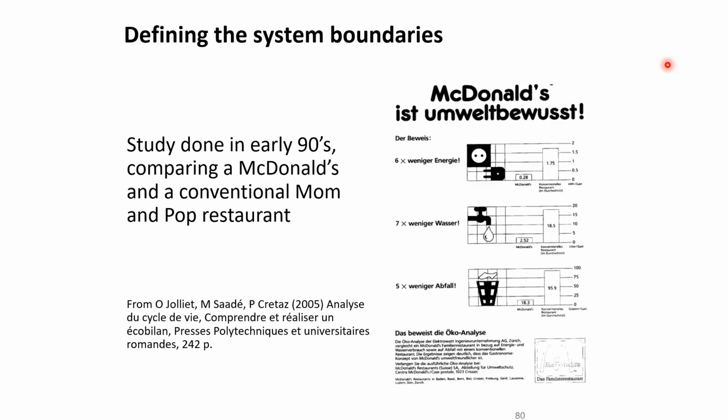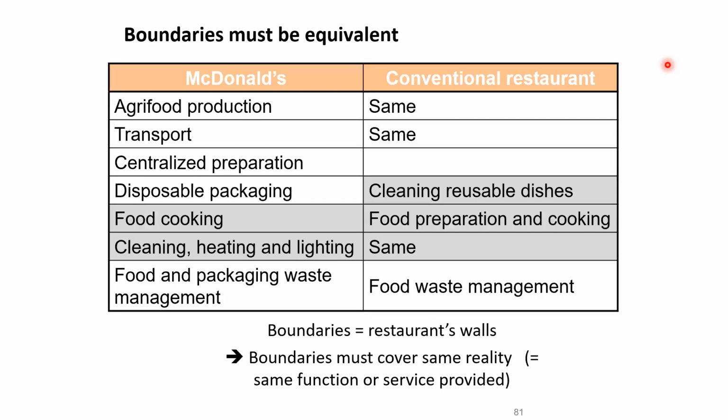Defining system boundaries is also important. Sometimes it depends on where you are. For example, there is a famous comparison of McDonald's and the conventional mom and pop restaurants. If you look at McDonald's and a conventional restaurant, agri-food production is the same, transport is the same. There is centralized preparation and disposable packaging in McDonald's, while cleaning reusable dishes happens in conventional restaurants. Food cooking is done in McDonald's, and in the conventional restaurant you're also preparing and cooking. So cleaning, heating, and lighting may be the same. Food and packaging waste management will be there in McDonald's, but only food waste management in the conventional restaurant. So comparing one of these versus the other will be problematic.